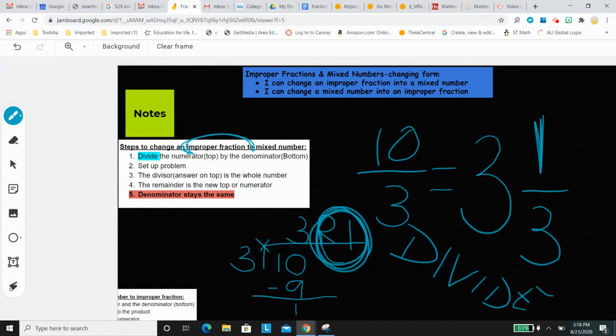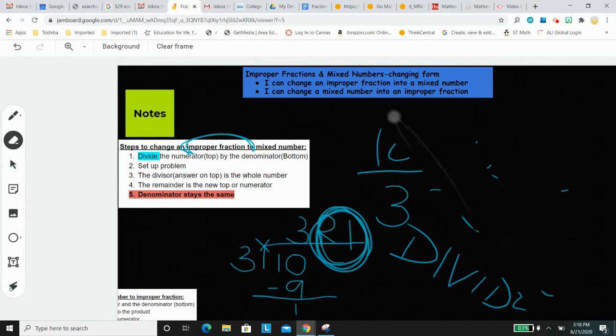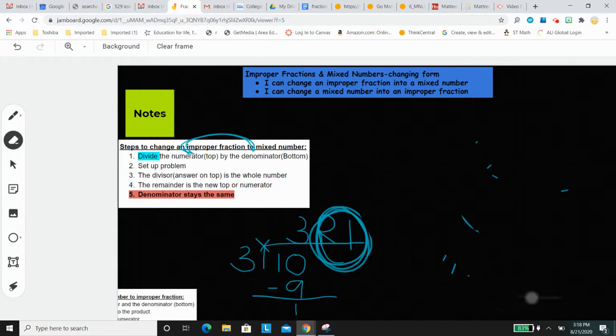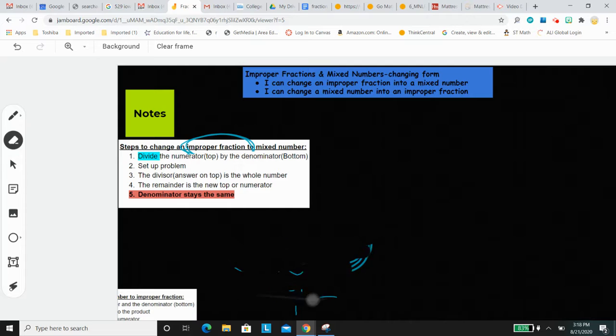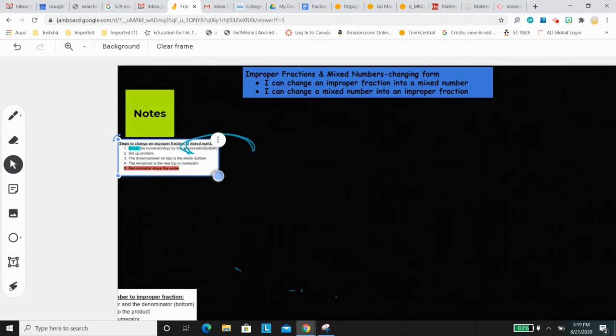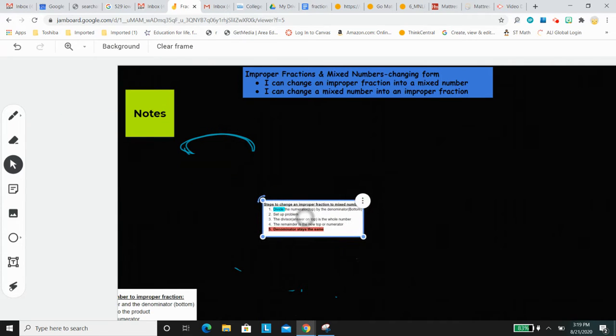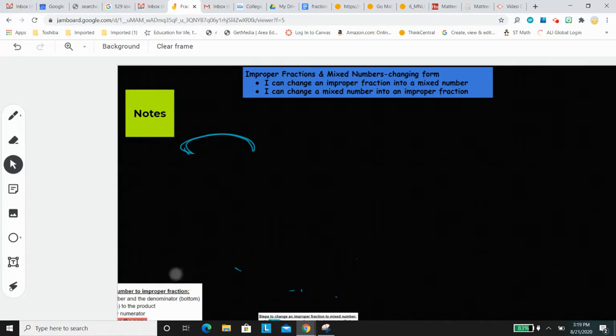All right. Now we're going to focus on the second I can statement, where we're going to take a mixed number like this and change it into an improper fraction. We need to be able to do both of these steps, to change the form of the fraction depending on the type of math that we are doing in the moment. Let me erase that. I'm going to make this smaller and move it out of the way for right now. I want to bring up this set of directions.